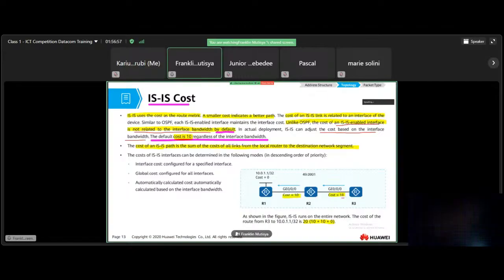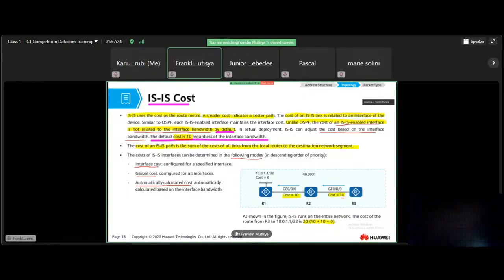Cost is 10 by default. Now, the cost of ISIS interfaces can be determined by the following modes in descending order. So we have the interface cost, which is configured on a specific interface. We also have the global cost, and then we have the automatically calculated cost. So this is the cost that is automatically calculated based on the interface bandwidth.